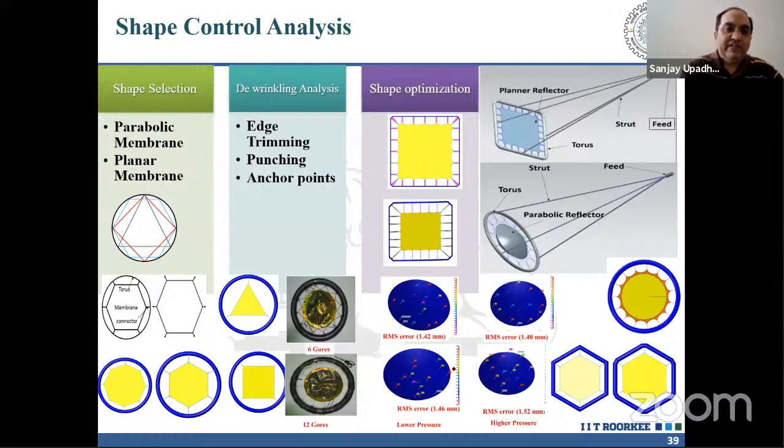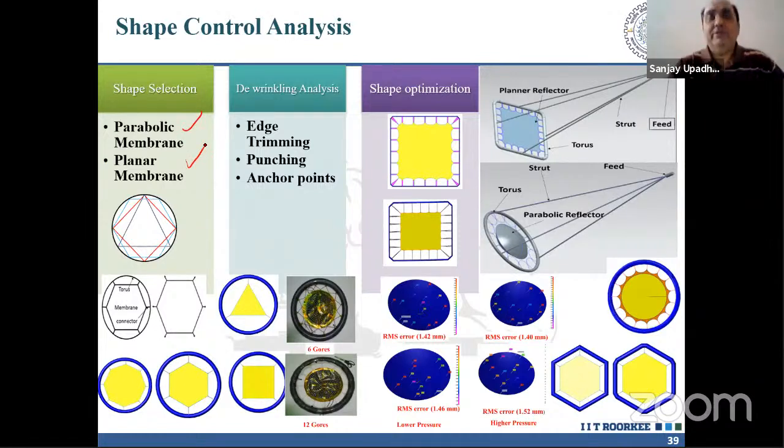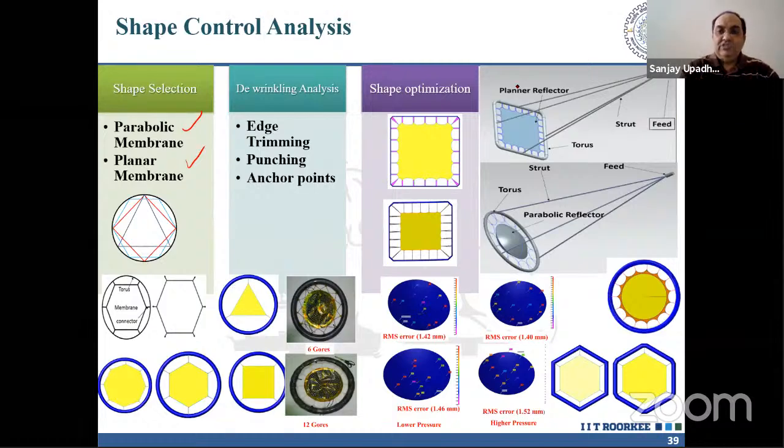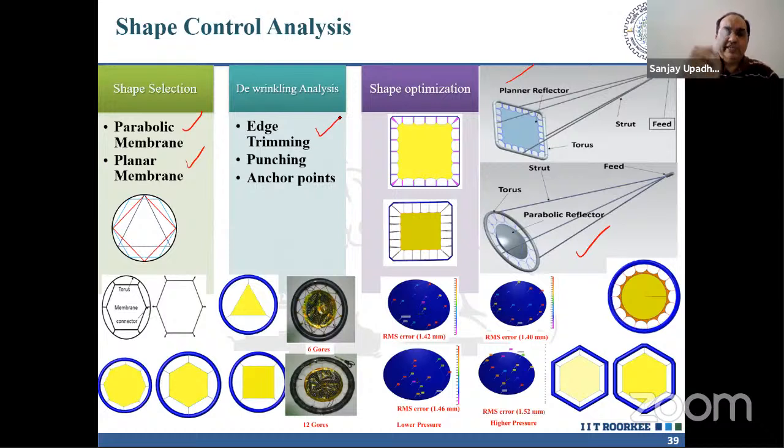So for shape selection we have taken a parabolic membrane and a planar membrane, where we have studied it. You see, this is the planar reflector and this is the parabolic reflector we have studied, where we have considered controlling the wrinkles through edge trimming, punching, and anchor points. So at each and every corner, you see, we have tied it up. That means you can easily reduce the wrinkles.